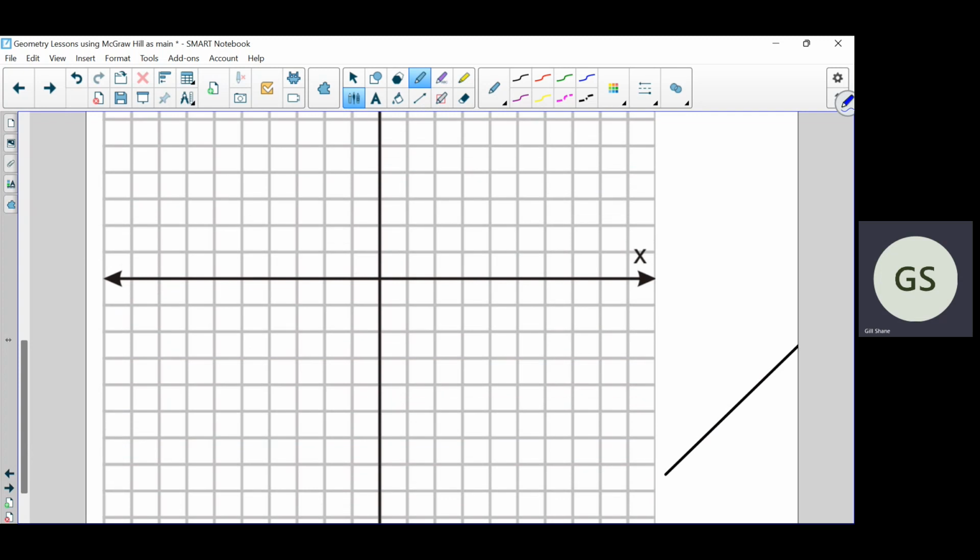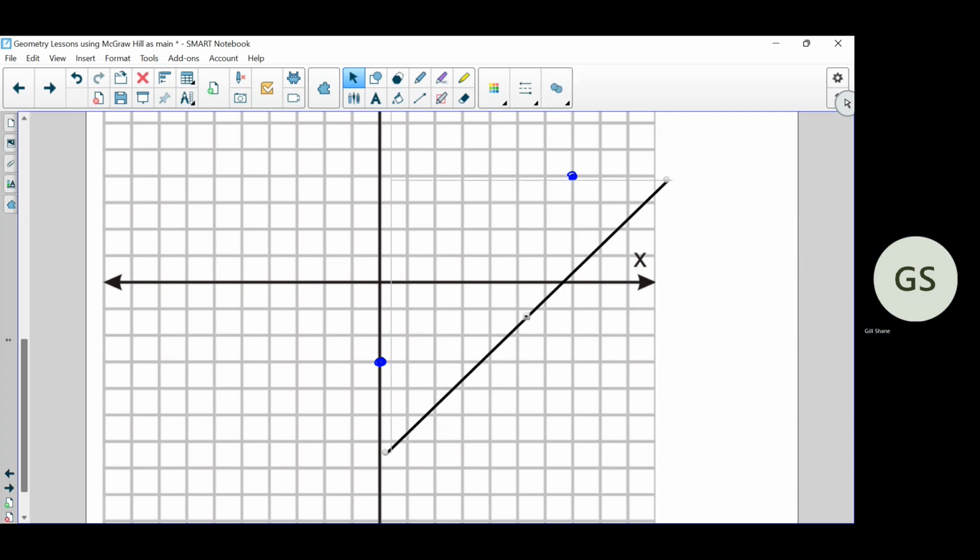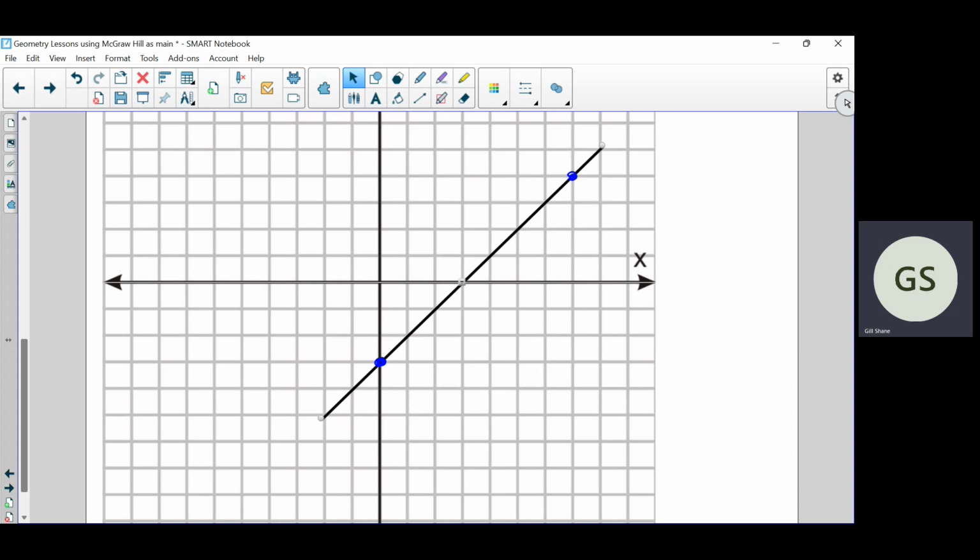7 and 7. 1, 2, 3, 4. There's that point. What was the other one? 0, -3, right? So there's the 2 original points. That's the first thing you do, put those 2 points. They form a line. So you connect them and make them into a line.